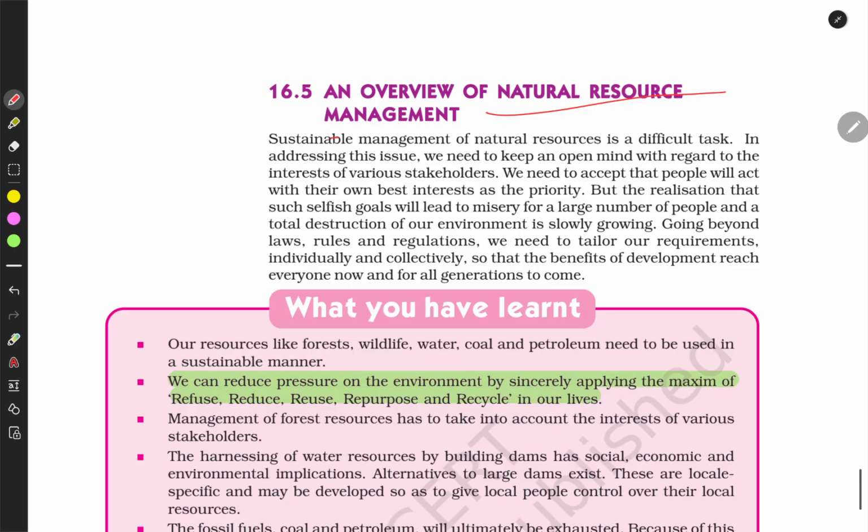An overview of natural resources management. Sustainable management of natural resources is a difficult task. In addressing this issue, we need to keep our minds open with regard to the interests of the various stakeholders. We need to accept that people will act with their own best interest as priority, but the realization that such self-goals will lead to misery for a large number of people and the total destruction of our environment is slowly growing.